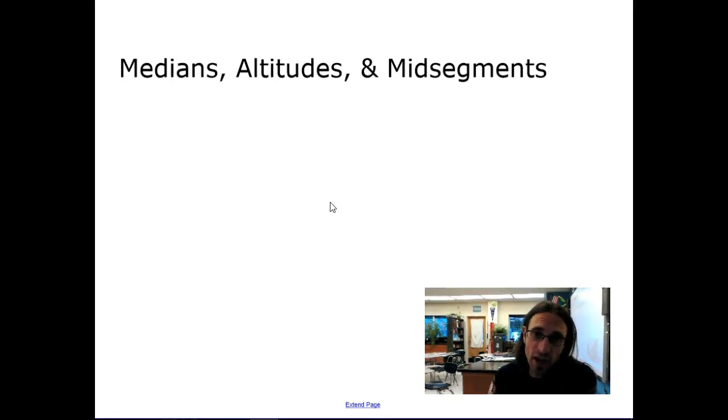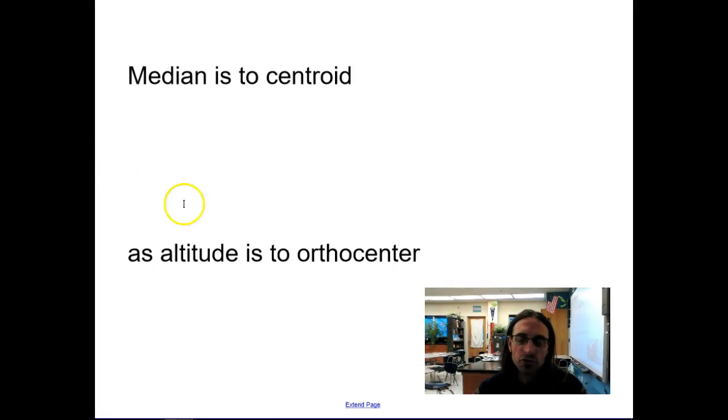But this lecture is 5.3. We're talking about medians, altitudes, centroids, and orthocenters. So if you're following along in your book, this is a good place to start. So median is to centroid as altitude is to orthocenter. And you might be thinking, what are you talking about, Mr. Rising? Well, follow along with your vocabulary if it helps, because you need to know what a median is to understand a centroid, and you need to know what an altitude is to understand an orthocenter.